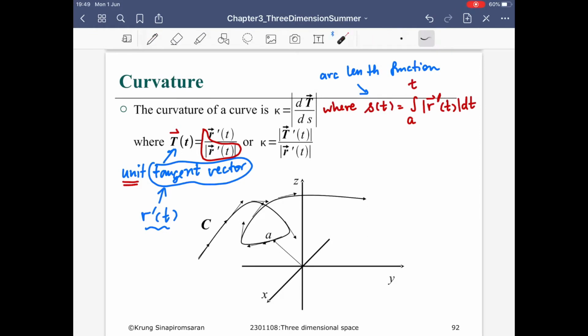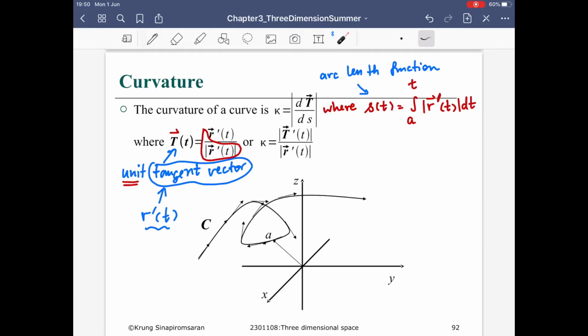What's the s? The s is something that you have seen before. However, what you had before was the integration from a to a fixed number b. So this one is the arc length function. You start integration from the starting point a, but your end point is simply a variable t, depending on what t you input here. So your s depends on t, and it is the arc length function. The one that you integrate is the length of r prime t dt.